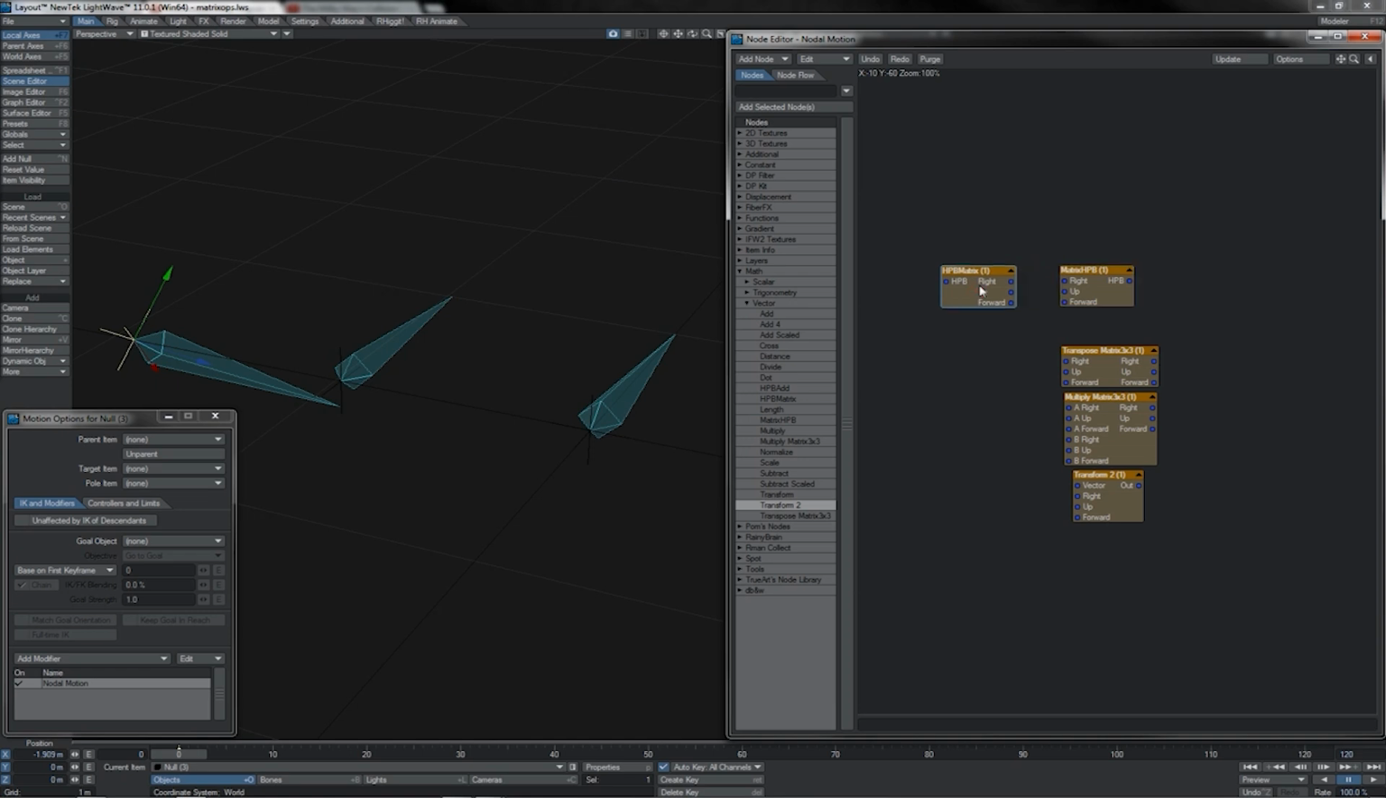The HPB matrix takes an Euler rotation and outputs a rotation matrix. The matrix HPB takes a rotation matrix and outputs an Euler rotation. Simple as that. And we see these used a fair few times throughout these tutorials when we've been setting rotations on things or matching rotations or looking up positions of things and rotating toward them and so on. Transpose matrix. Basically, transpose matrix just inverts a matrix.